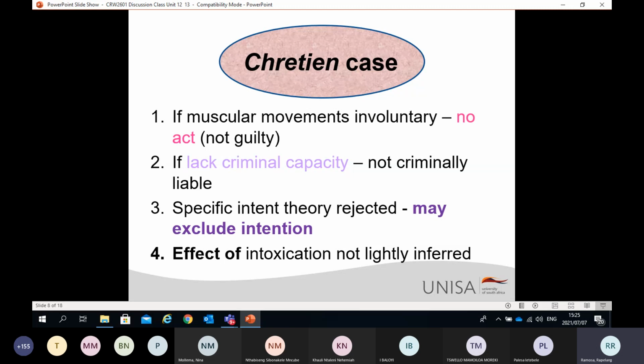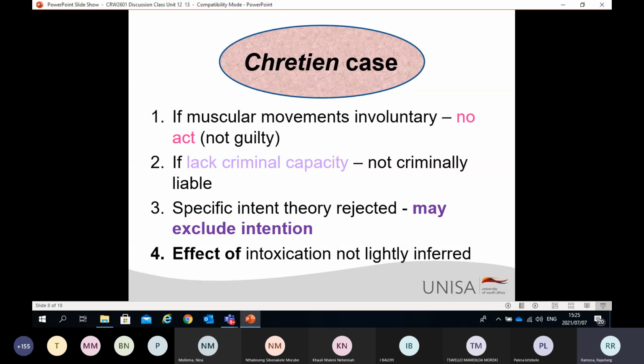And then the court went on to say that, at the same time, the courts must not be too quick to come to the conclusion that someone can be so intoxicated as to lack criminal capacity. Otherwise, if the courts go readily to determine or conclude that an accused lacks criminal capacity as a result of intoxication, then the administration of justice will be brought into disrepute.